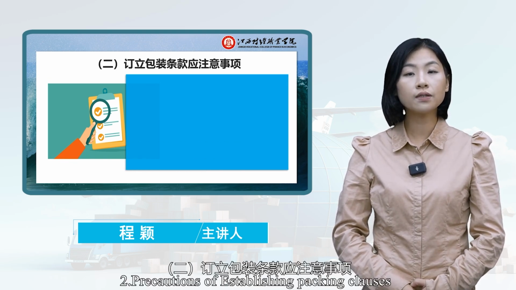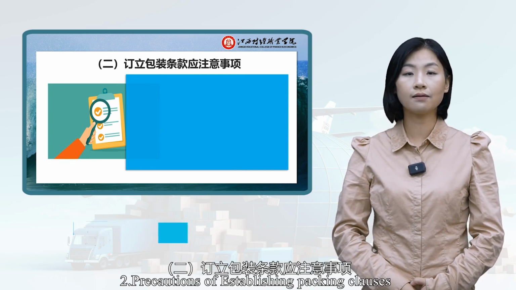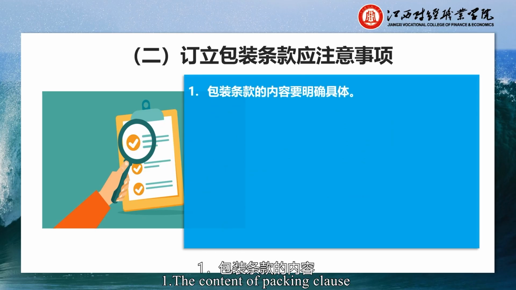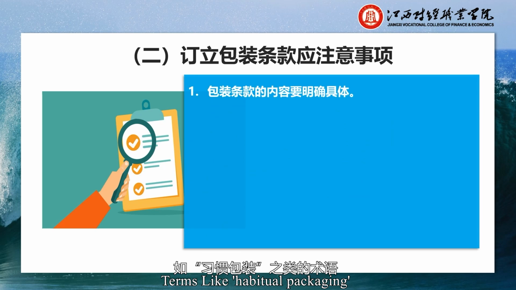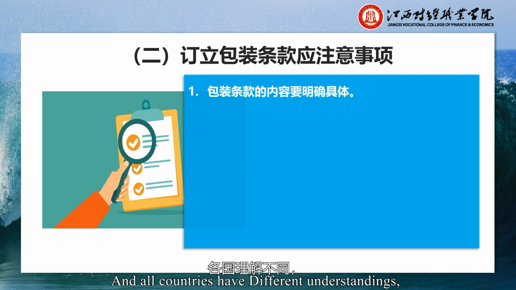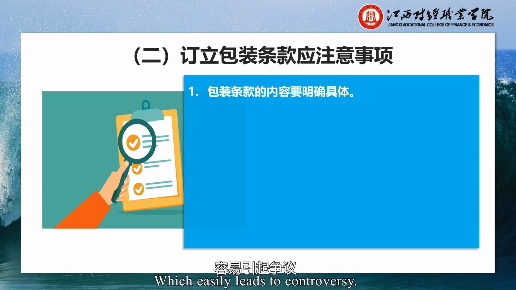Second, precautions for establishing packing clauses. First, the content of the packing clause should be clear and specific. Terms like habitual packaging are ambiguous, and all countries have different understandings, which easily leads to controversy.